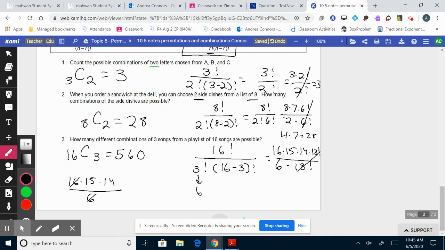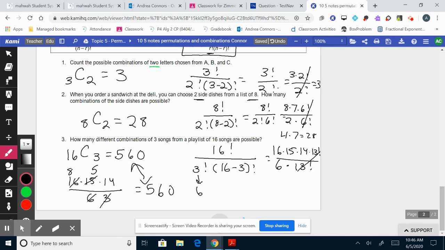I know I can divide those by 2 to get 8 and 3, just to make it a little bit easier for me. And I can also divide this by 3 and make that 5. So it's 8 times 5 times 14. Those are just tricks on how to make it a little bit easier to multiply, and you can see these are the same answer.